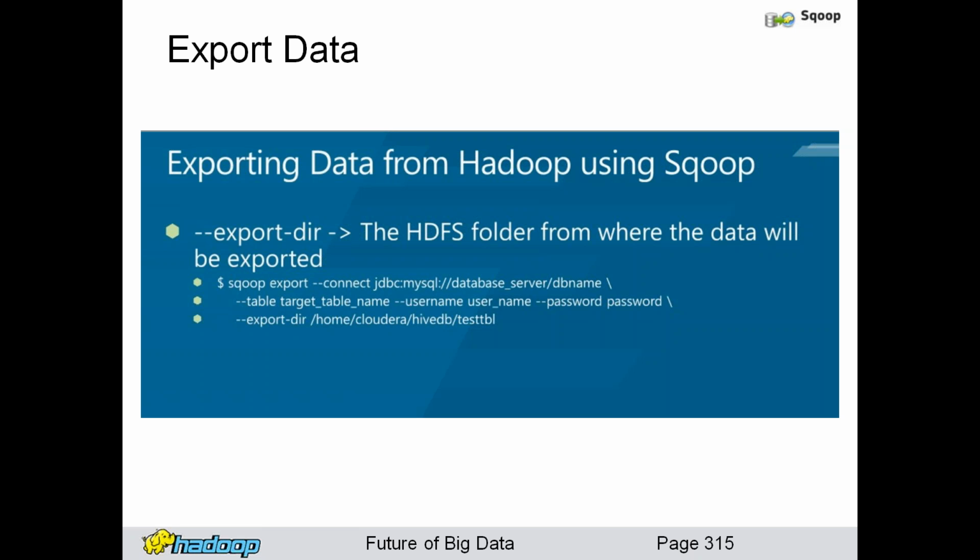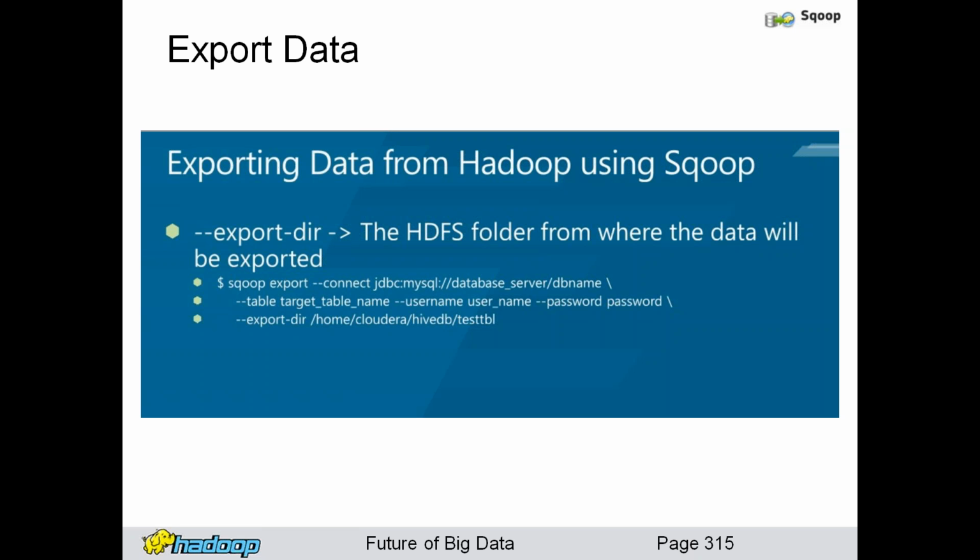Sqoop export is the command used for exporting. It specifies which database to export to, the target table, and the credentials, username and password. Then you specify the export directory, the HDFS directory under which you have stored your data.